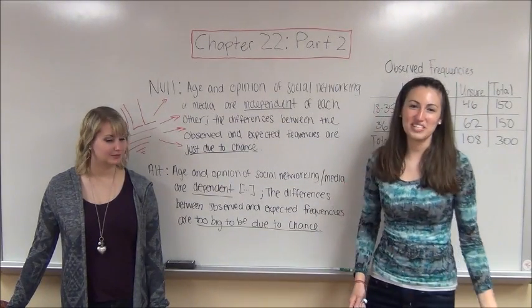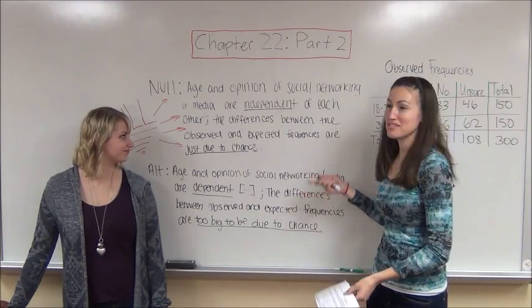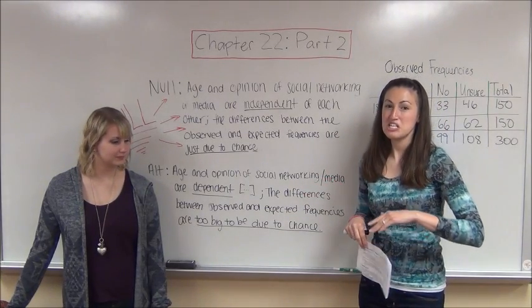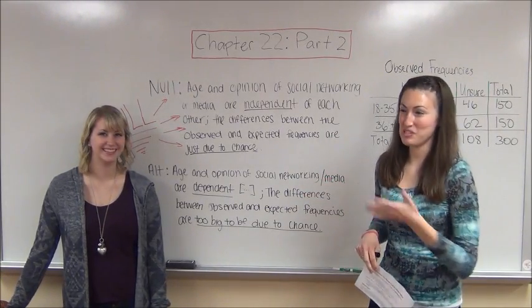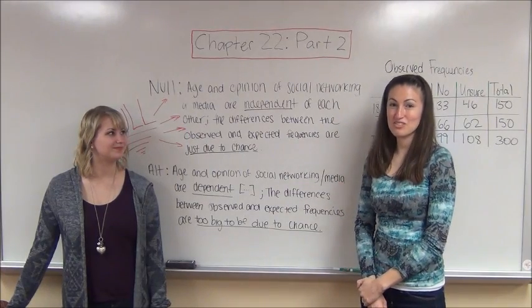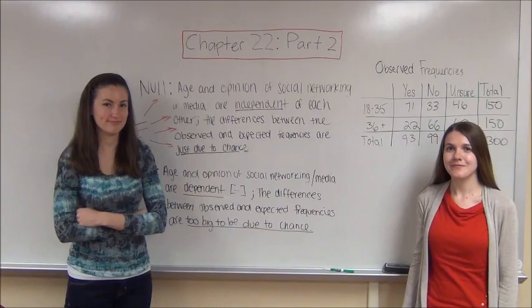So basically, as Rachel just said, the null and alternative hypotheses for the chi-square test for independence are exactly the same as the null and alternative hypotheses for the other tests.